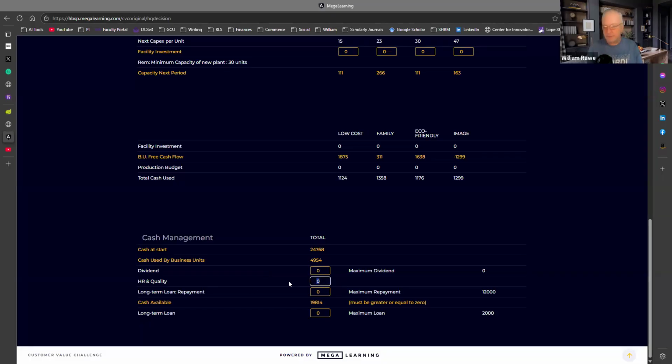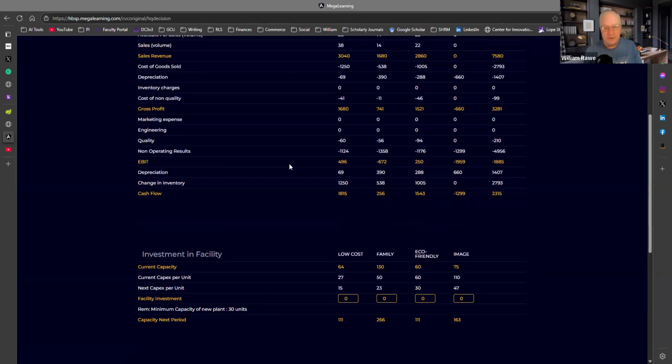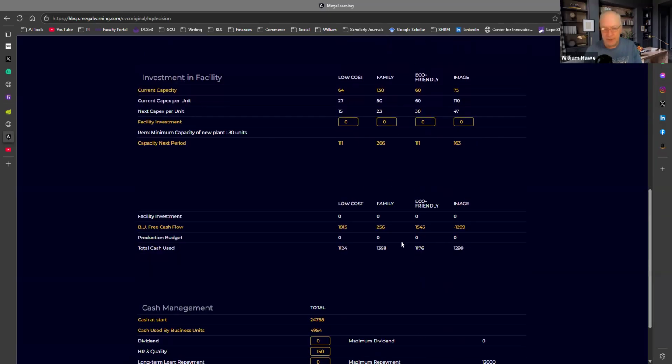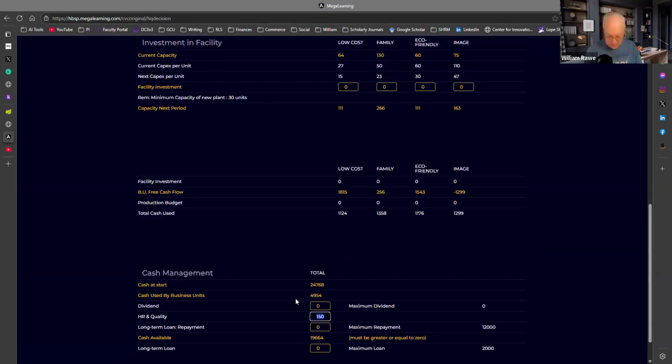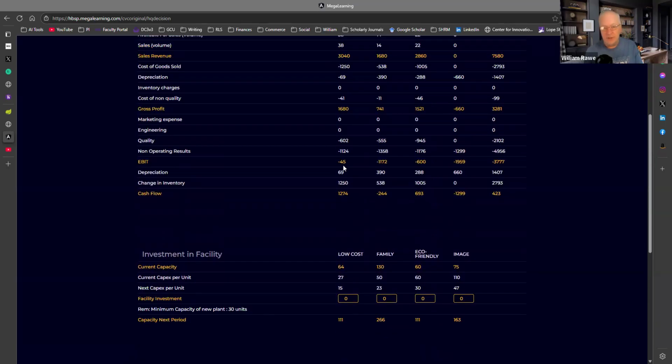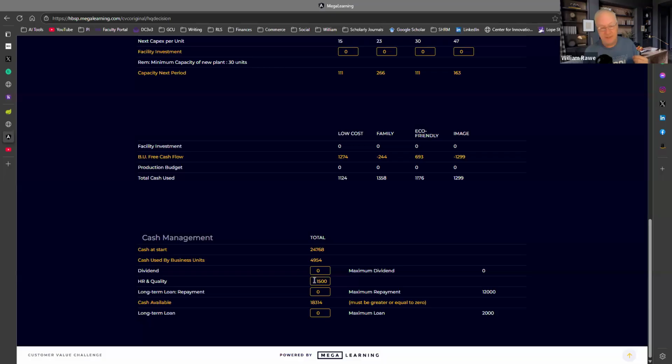HR and quality, you want to spend something in here for HR and quality. The default is $150. But you can see if I do $150 in there, let's look at our EBIT numbers real quick. If I were to do $1,500, all my EBIT went negative because the amount you spend in HR and quality is divided between all your 4 business units. So you don't want to do 0.